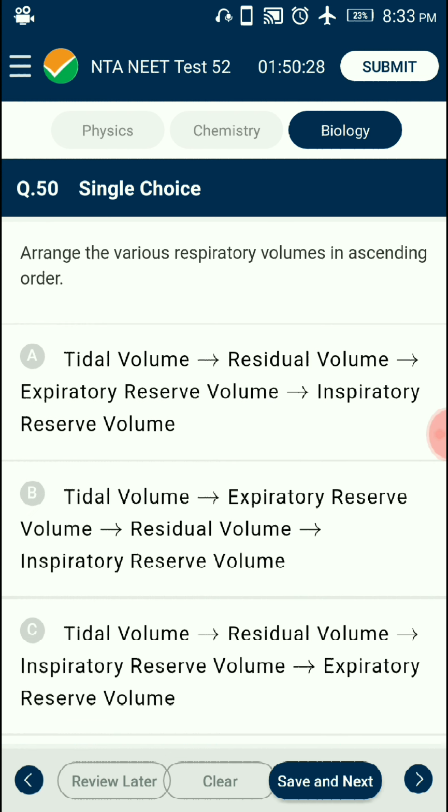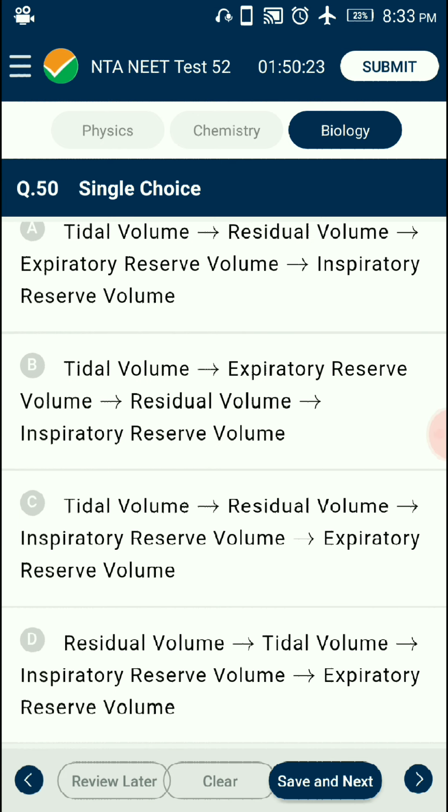Question number 50. Arrange the various respiratory volumes in ascending order. Tidal volume, the volume of air inspired or expired during normal respiration. It is approximately 500 ml. A healthy man can inspire or expire approximately 6,000 to 8,000 ml. Inspiratory reserve volume, the additional volume of air a person can inspire by a forcible inspiration. This averages 2500 ml to 3000 ml.